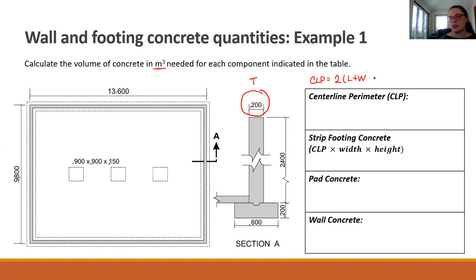2 times the length plus the width minus, remember our center line is inside of that outside measurement, so we have to subtract 4 thicknesses of the wall. Okay, so putting that into our calculator, you're going to have 2 times 13.6 plus, make sure you do order of operations, 9.8. These have to get added first before you multiply 2, minus 4 times 0.2. You should have got 46 meters.